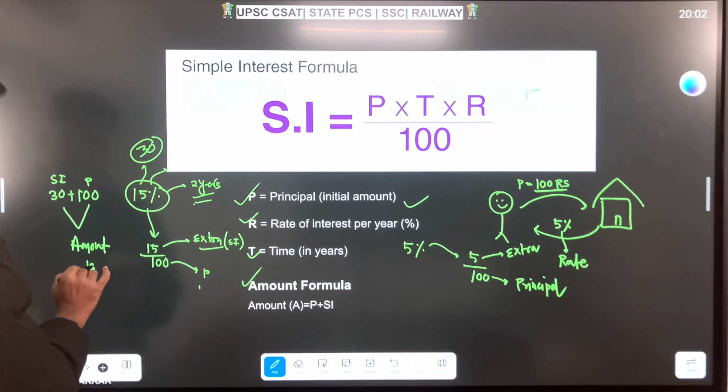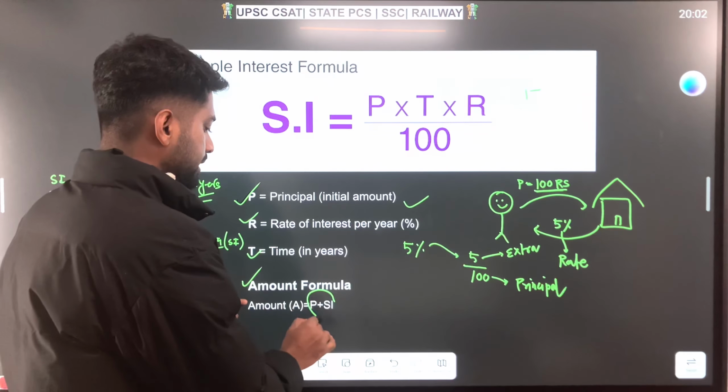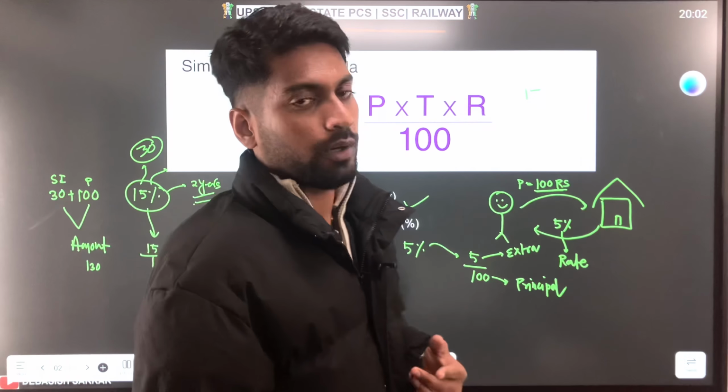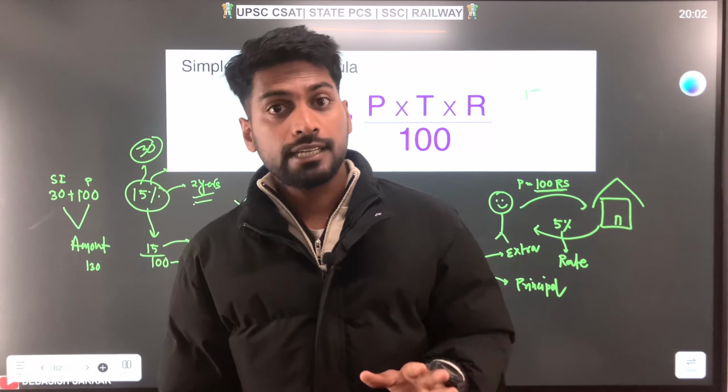Okay, 130 rupees. Got it? समझ में आ गया? So amount means always remember P plus SI. P means principal or the sum, SI means simple interest. I hope आपको समझ में आ गया होगा.